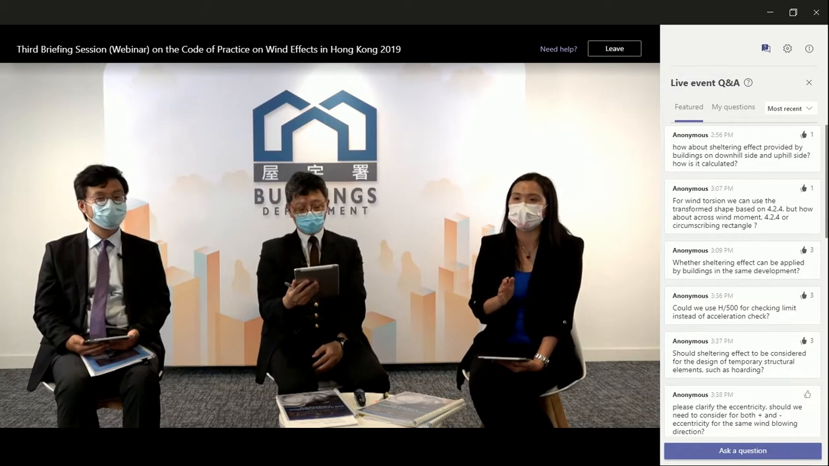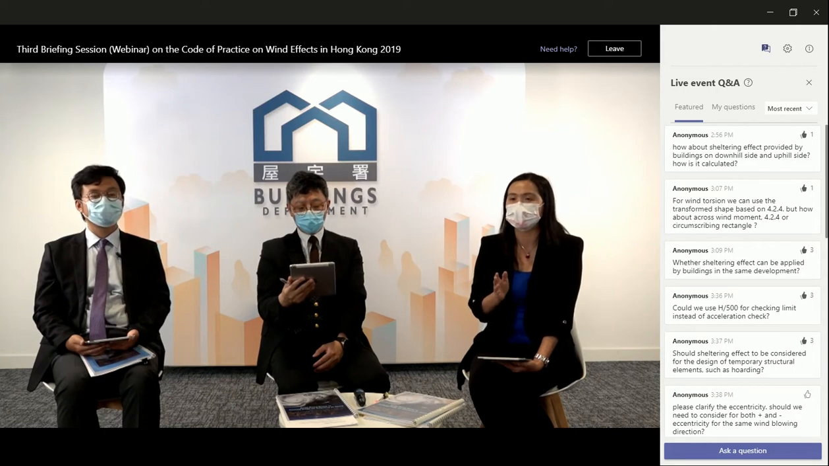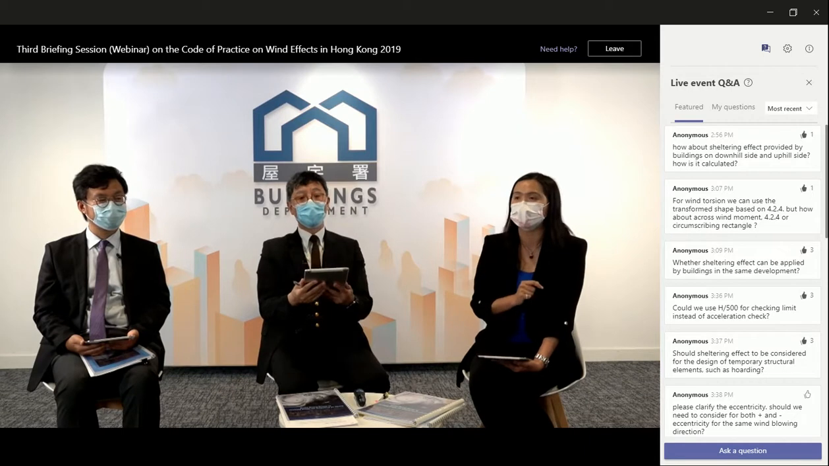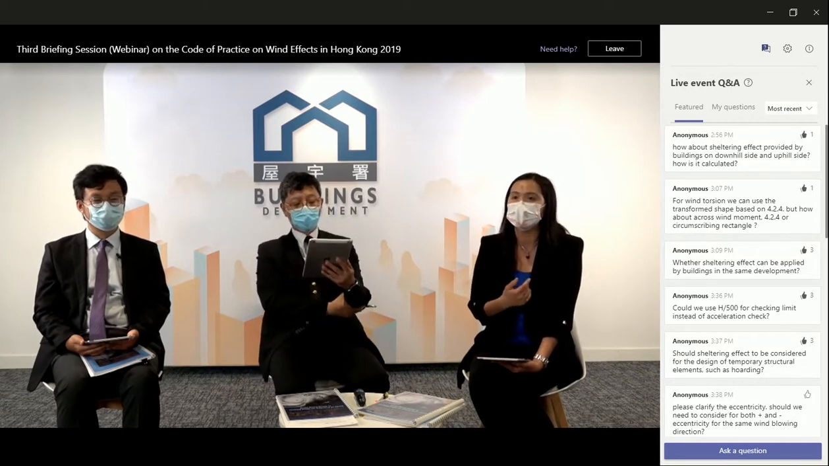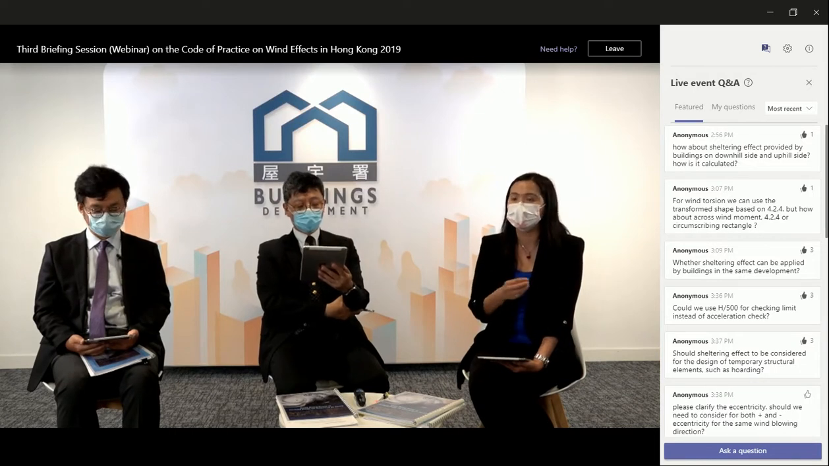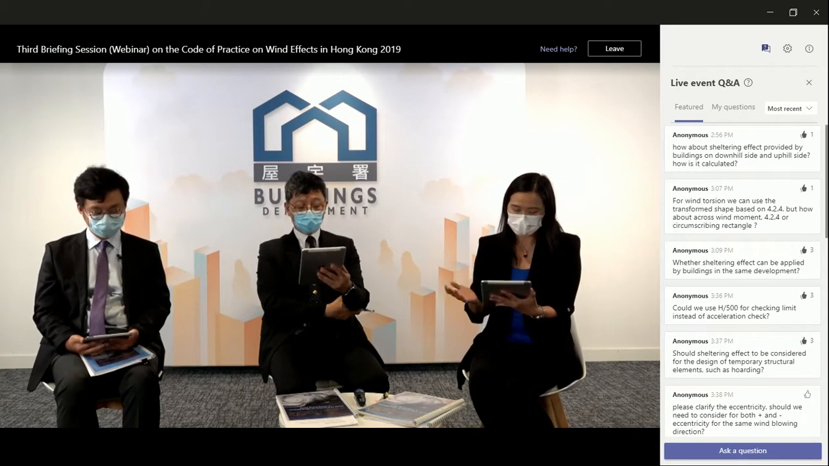And the standard method for these cases, generally, the results are close to the wind tunnel test results. And for most of them, the wind loading from the 2019 code is actually smaller than the 2004 code because we introduced the torsionality factor and sheltering effect. So all these factors actually reduce the total wind loading. Yes, thank you for this question.